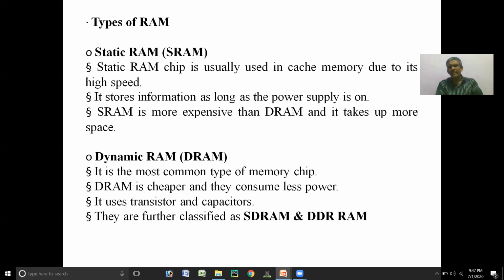Then the second one, DRAM. DRAM stands for dynamic RAM, that is, dynamic random access memory. It is the most common type of memory chip. These DRAMs are cheaper and they consume less power compared to SRAM. It uses transistors and capacitors as the content. Further, these DRAMs are classified as SDRAM and DDR-RAM.